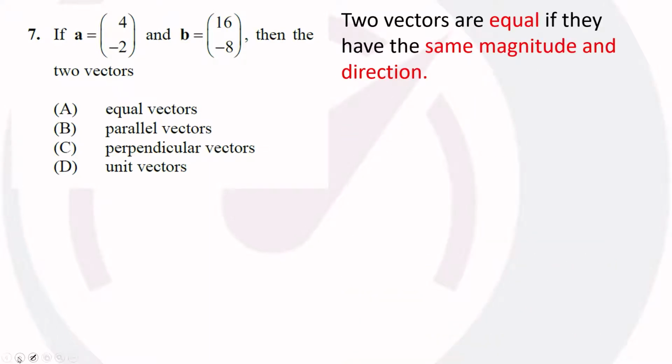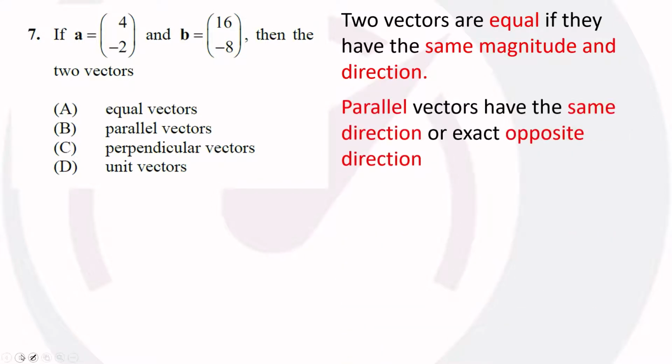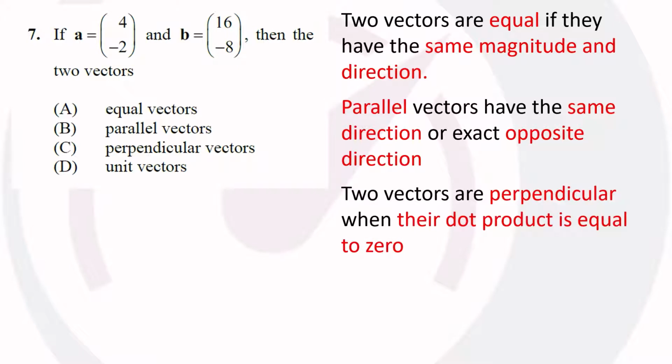Alright, so let's look at it. If two vectors are equal, they have the same magnitude and direction. Parallel vectors have the same direction or exact opposite direction. Two vectors are perpendicular when their dot product is equal to 0. And a unit vector has a magnitude of 1. We looked at finding the magnitude of a position vector, and a displacement vector is slightly different, but it's the same thing in essence.